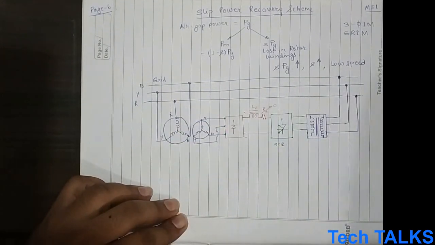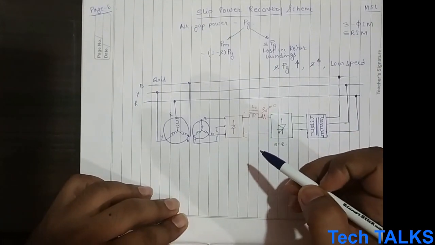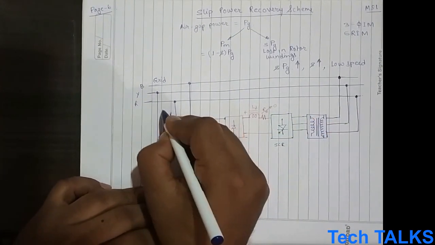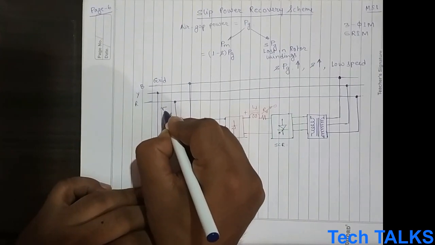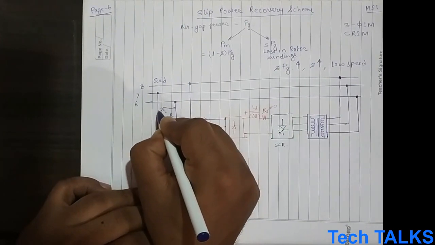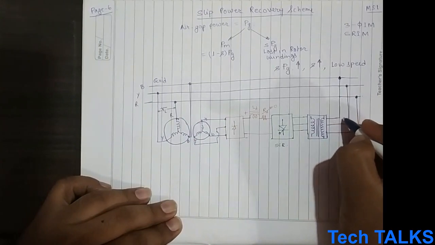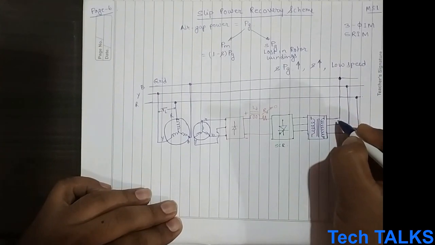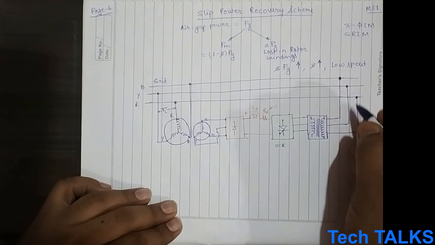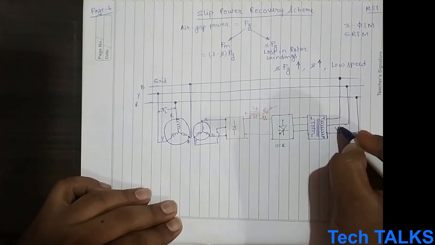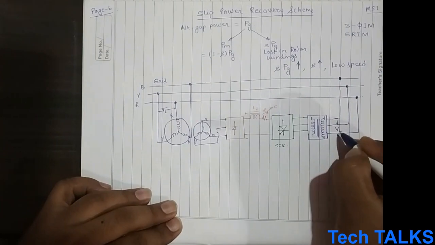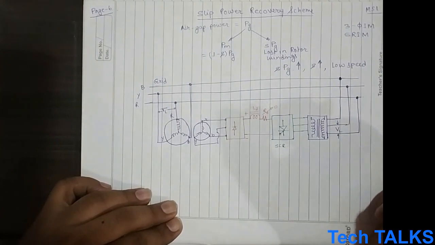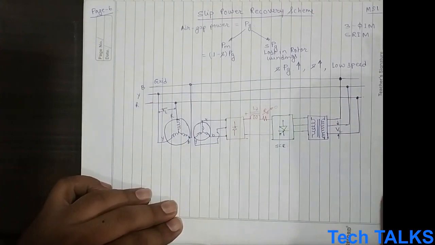Now going through all this, this is the line voltage VL, this one is the line voltage VL. This one is the line voltage VL, that means this point and this point correspond to the same voltage.